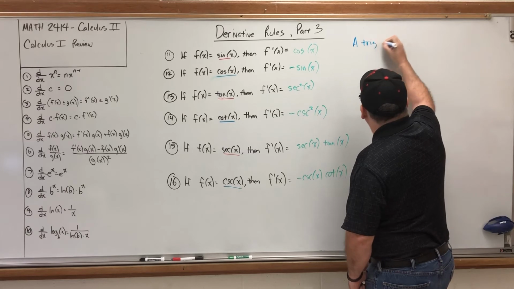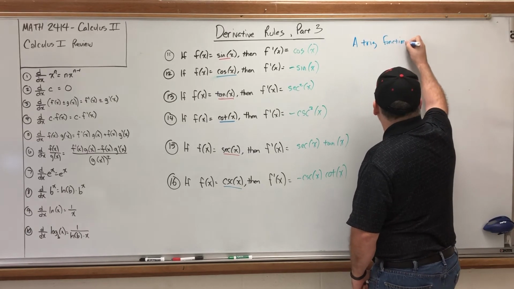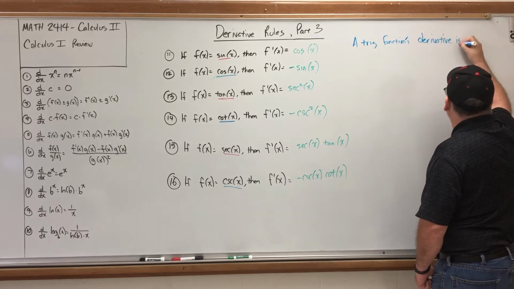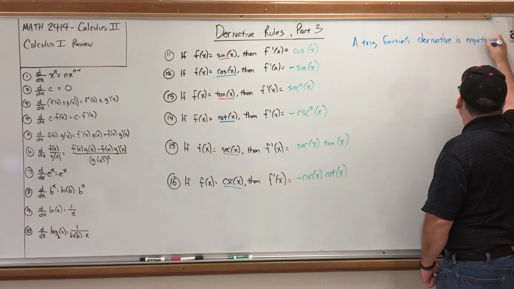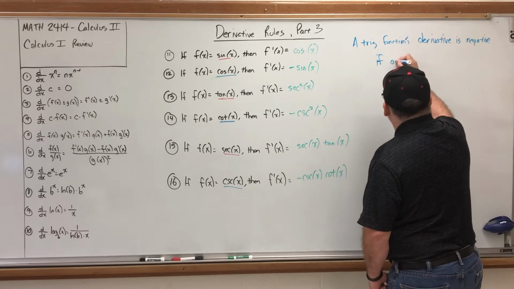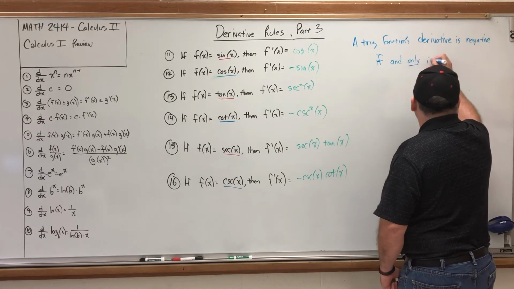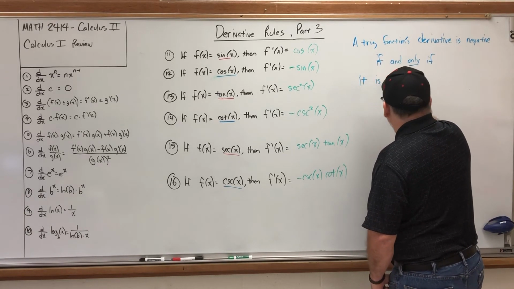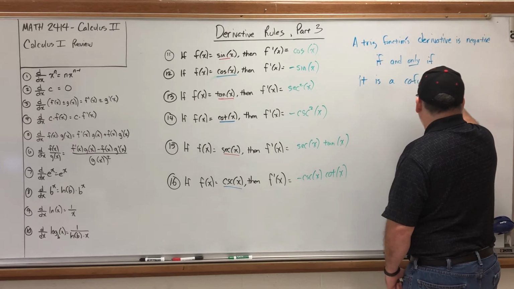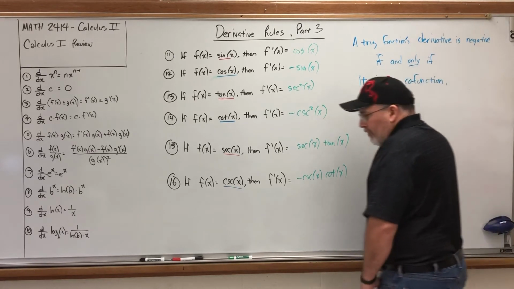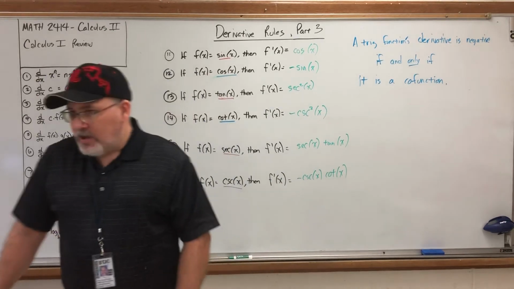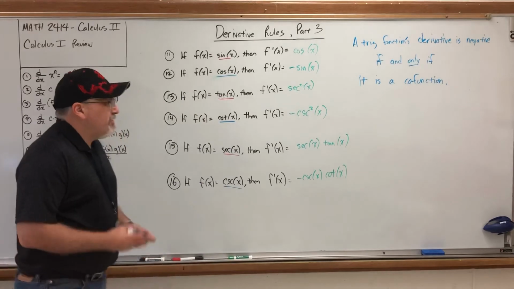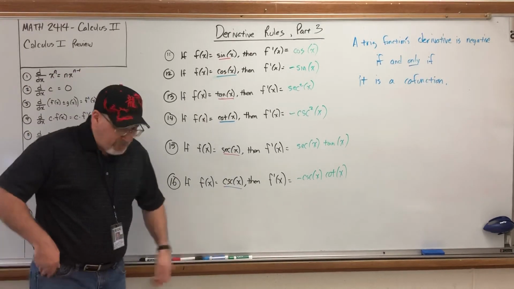A trig function's derivative is negative if and only if it is a cofunction. So when you take the derivative of a trig function, if your function starts with co, its derivative is negative, otherwise it's not. So there's an easy way to remember whose derivative is negative and whose derivative is positive.